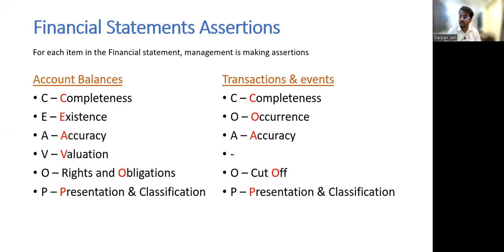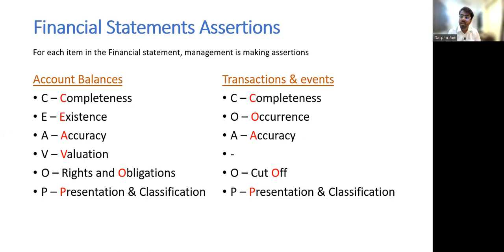Next, A, accuracy. What is accuracy? You want to check whether the amount which is being shown has been calculated accurately or not. Basically, the arithmetical calculations, the addition, subtraction, division, multiplication, whether those have been done correctly or not, that is a check for accuracy. You're going to check calculations. Which procedure? Of course, recalculation. The recalculation procedure.